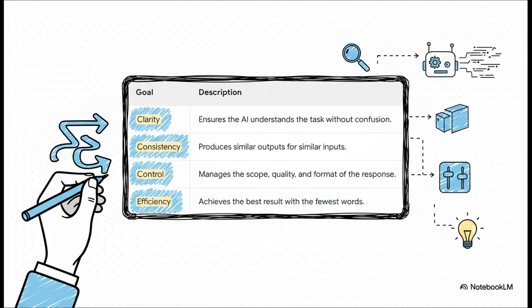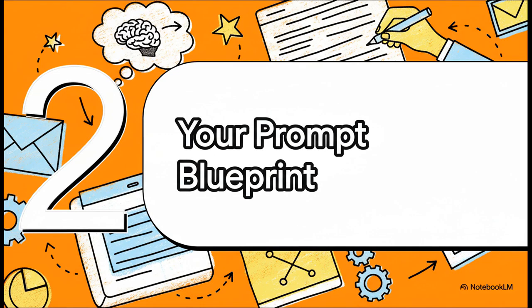Okay, so why should you really care about mastering this? Well, it boils down to 4 huge benefits. First up, clarity, making sure the AI nails it on the very first try. Then there's consistency, which means you get reliable, repeatable results every time. Third is control, which literally puts you in the driver's seat, letting you dictate the format and quality. And finally, efficiency. You get way better answers in way less time. Who doesn't want that?